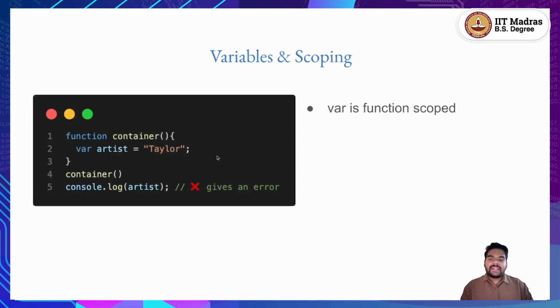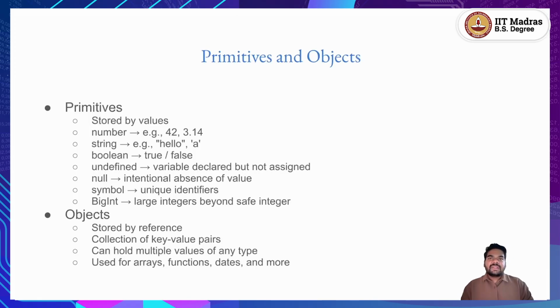var will only be contained by a function. Data types in JavaScript are classified into primitives and objects. Primitives are the smallest piece of data that a programmer can work with. So these are stored as actual values. And these are the types of the primitives: number, string, boolean, undefined, null, symbol, and bigint. We will be mostly concerned about number, string, boolean, undefined, null.